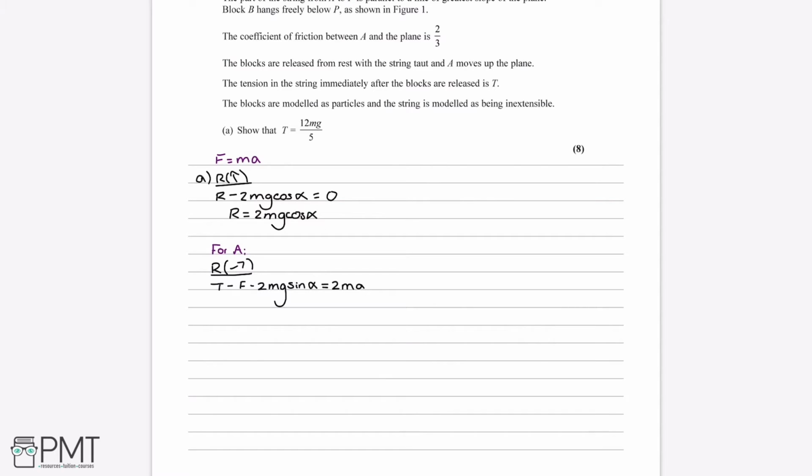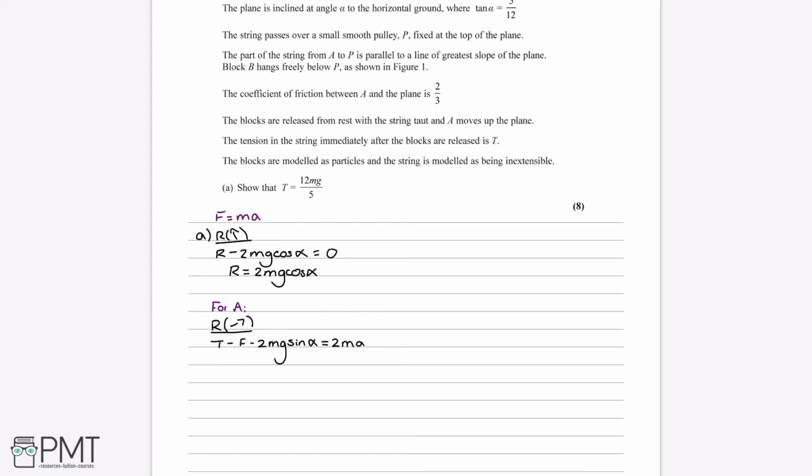Now what we want to do with this equation is try and simplify it as much as we possibly can. And the first way we can do this is by focusing on our F term, the frictional force that acts opposite to the motion of A. The way that we can replace this with something else is because we're told in the question that the coefficient of friction between A and the plane is 2/3.